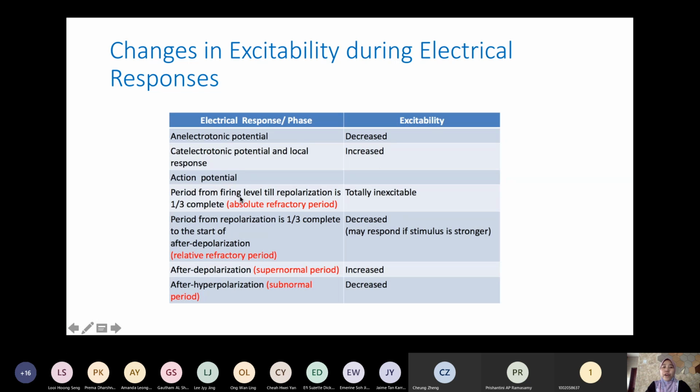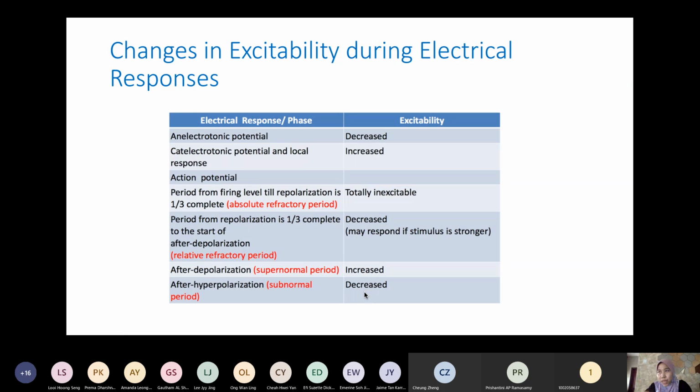Okay, the period from firing level till repolarization is one-third, so it's totally inexcitable. The period from repolarization, coming back, one-third complete, to the start after depolarization is the relative refractory period. It may respond to a stronger stimulus because it is a lot more negative, and then coming back to the normal situation. After depolarization, excitability will increase, and after hyperpolarization, it will decrease. Why does it decrease after hyperpolarization? Because it is below the resting membrane potential.